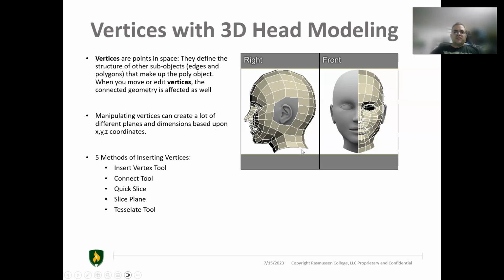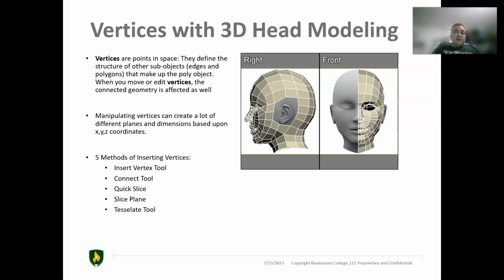Vertices are technically points in space. They define the structure of other sub-objects, edges and polygons that make up the poly object. When you move or edit vertices, the connected geometry is affected as well. Manipulating vertices can create a lot of different planes and dimensions based upon X, Y, Z coordinates.